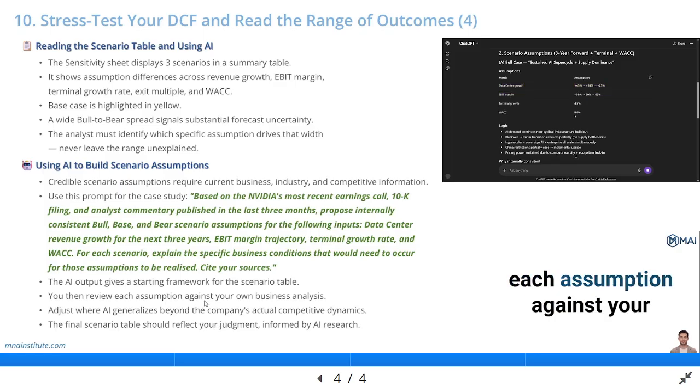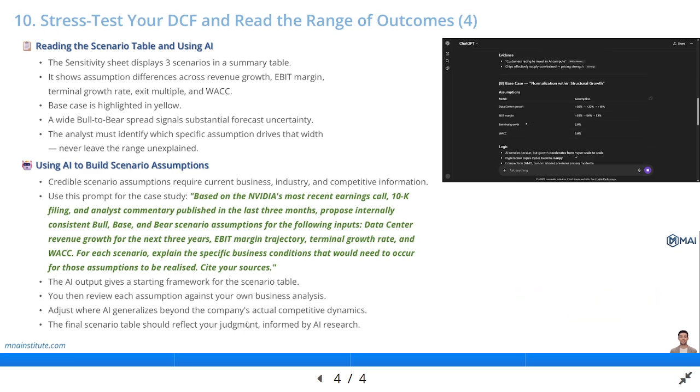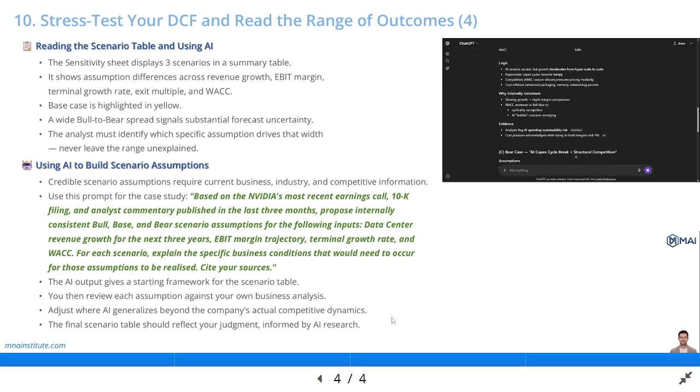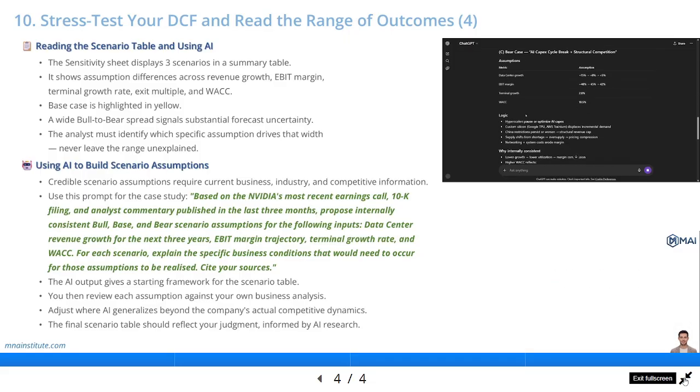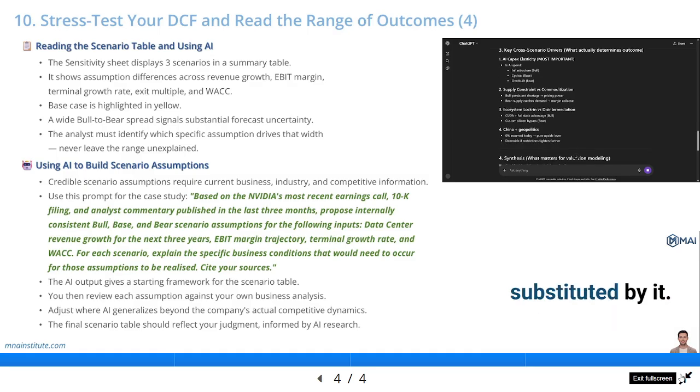The AI output gives you a starting framework for the scenario table. You then review each assumption against your own business analysis and adjust where the AI has made generalizations that do not fit the specific competitive dynamics of the company. The final scenario table should reflect your own judgment, informed by AI-sourced research rather than substituted by it.